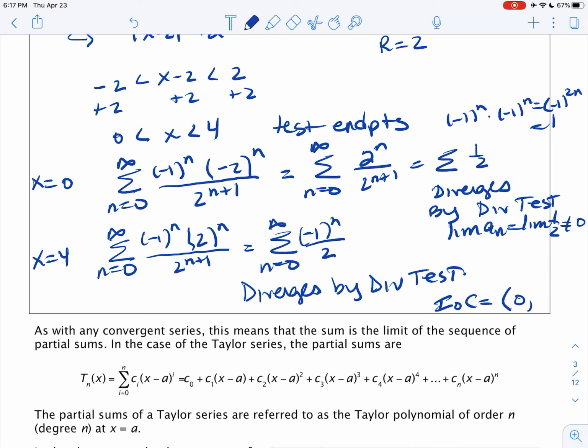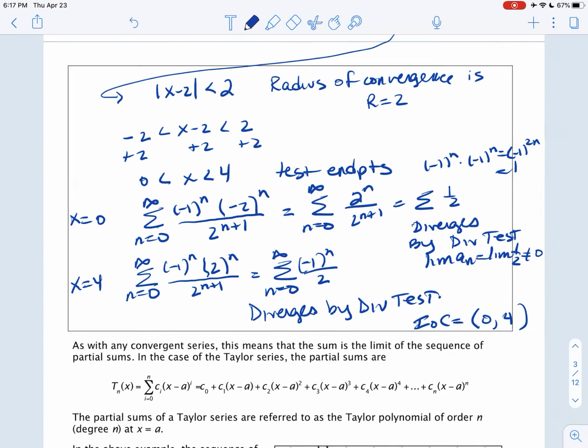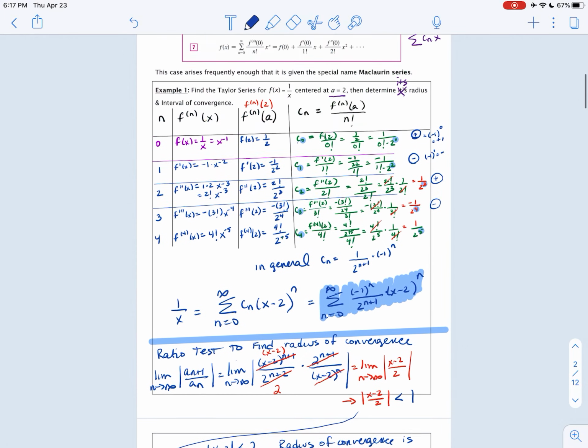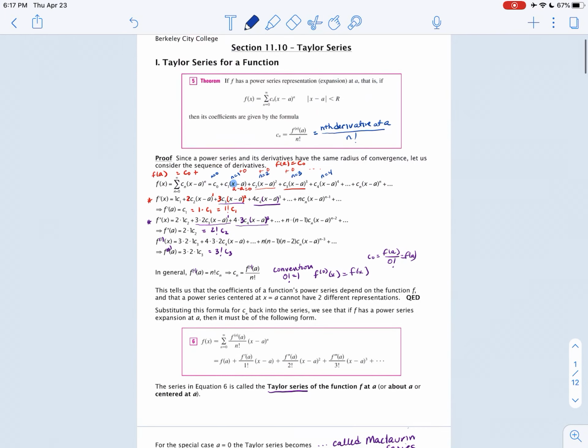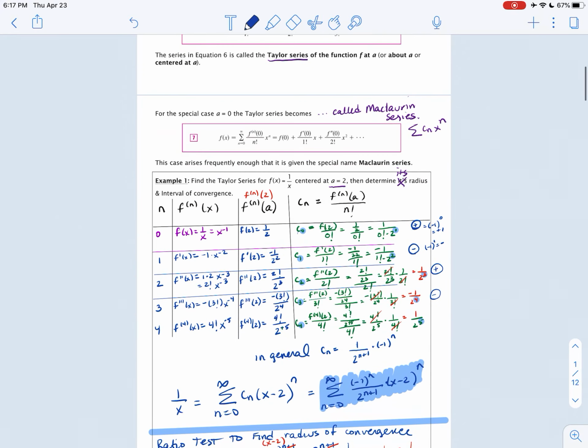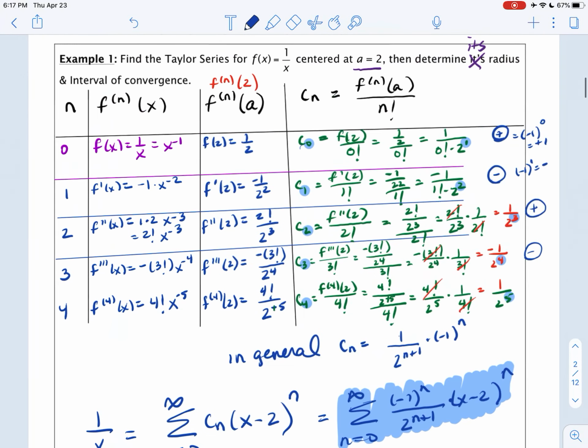And so my final interval of convergence is going to be the open interval 0 to 4. Note that 2 is in the center of that interval of convergence. Good. So I'm going to stop here, and I'm going to continue in another video.